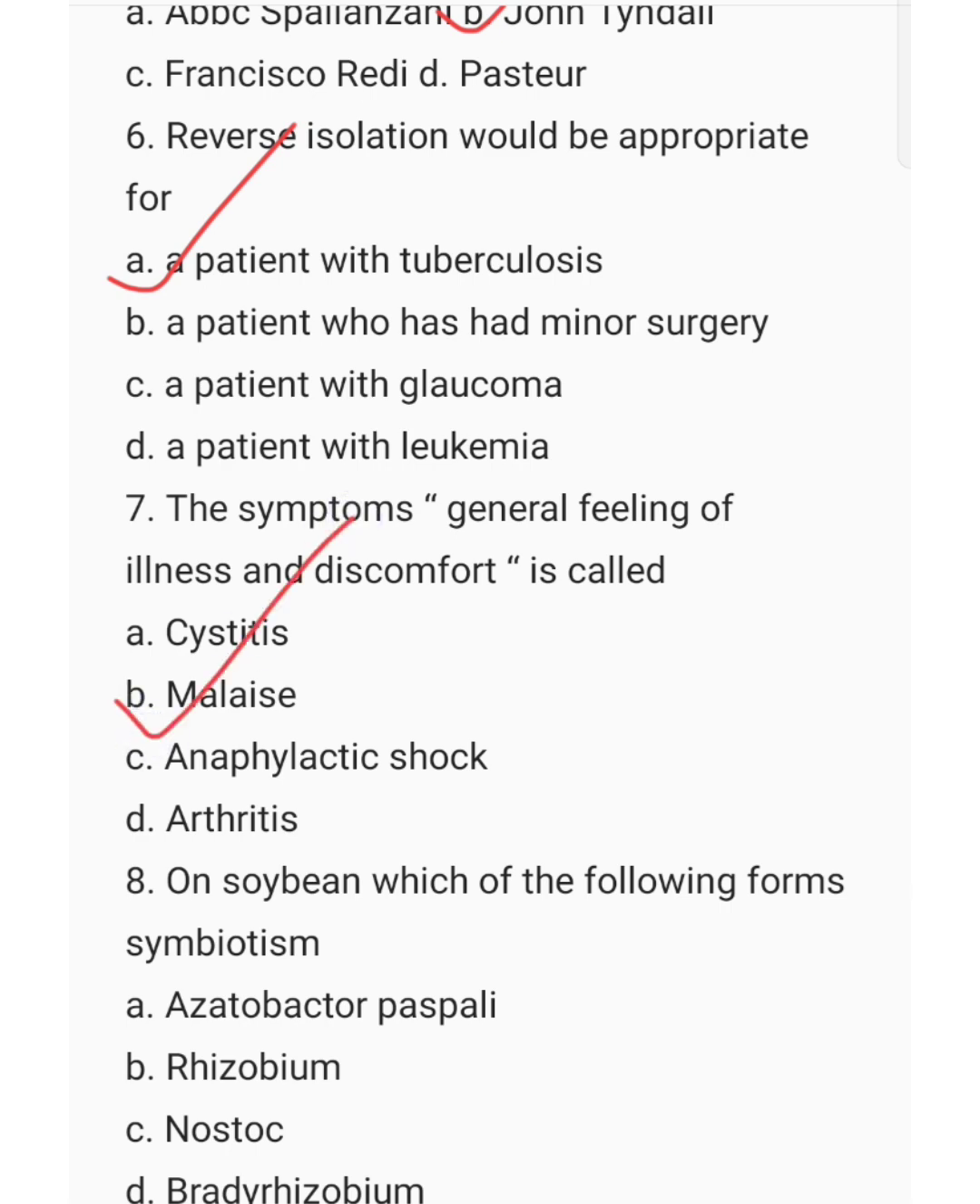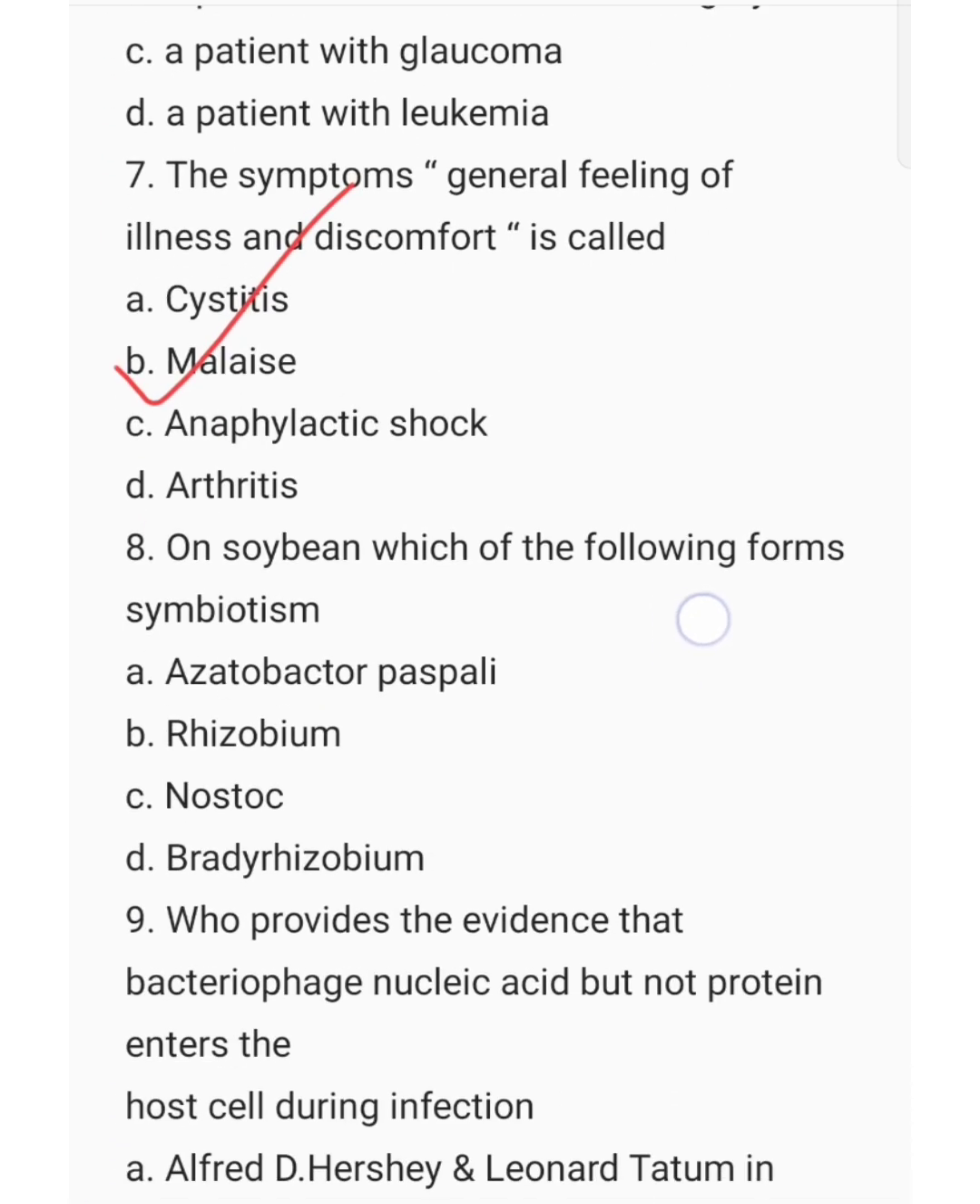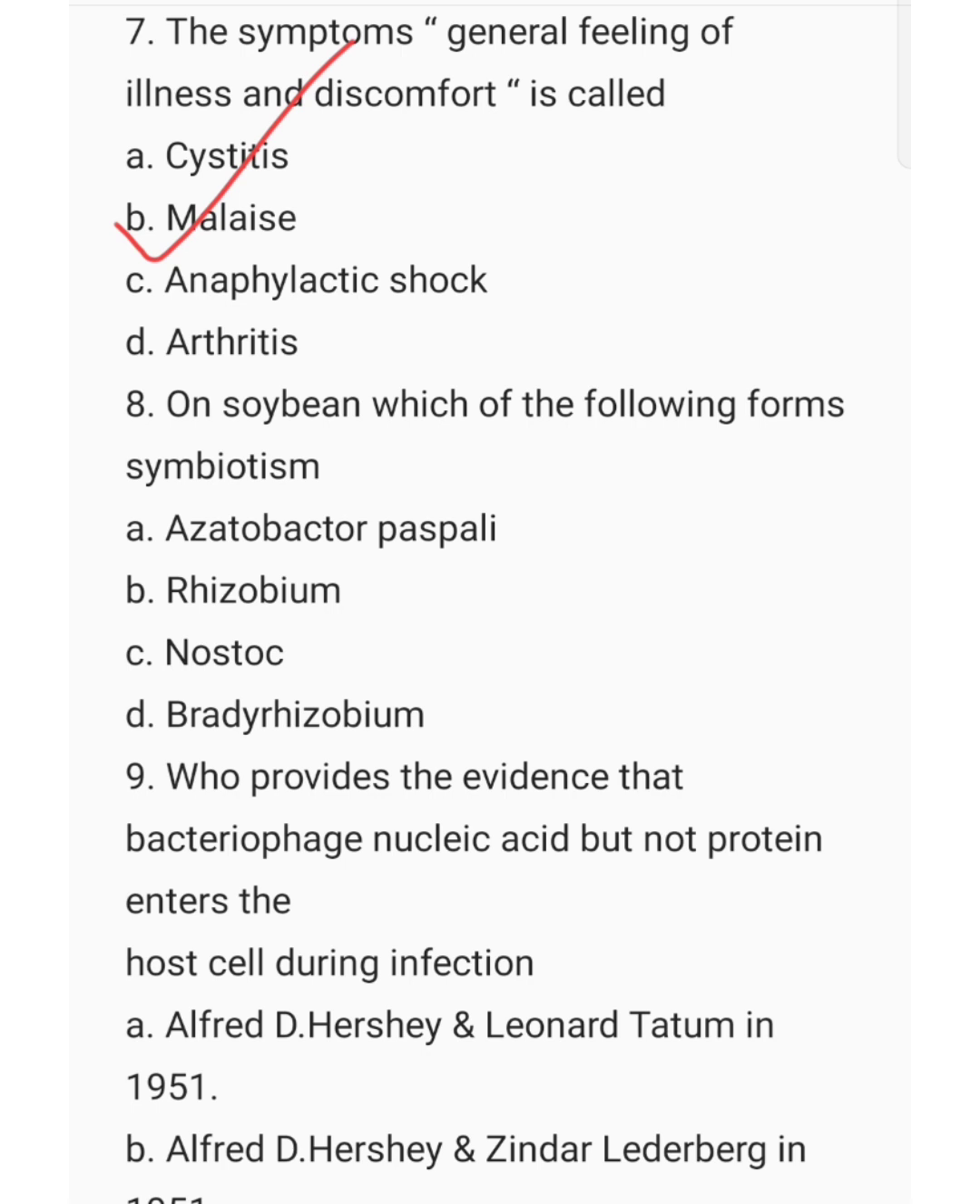On soybean, which of the following form symbiosis? Option A, Azotobacter, option B, Rhizobium, option C, Nostoc, option D, Bradyrhizobium. The right answer is Bradyrhizobium. We all know that the right answer is Bradyrhizobium.